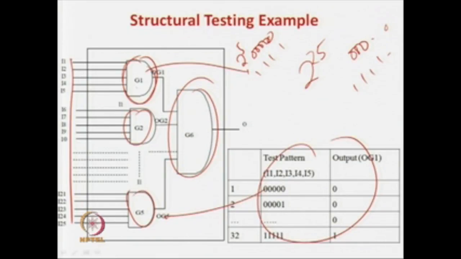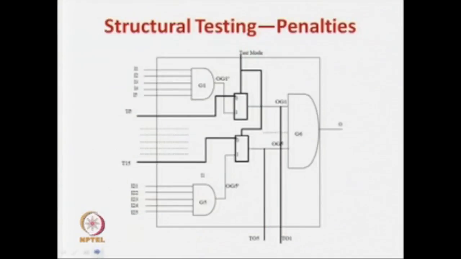So, for this gate you have to apply 2 to the power 5 patterns, and for this gate you have to apply 2 to the power 5 patterns, and again for this gate individually you have to apply 2 to the power 5 patterns. So, each gate now I am testing individually, but I am not testing the entire interconnect or the entire circuit. I am testing each gate individually. So, the number of test patterns required to test each gate individually is 2 to the power 5.